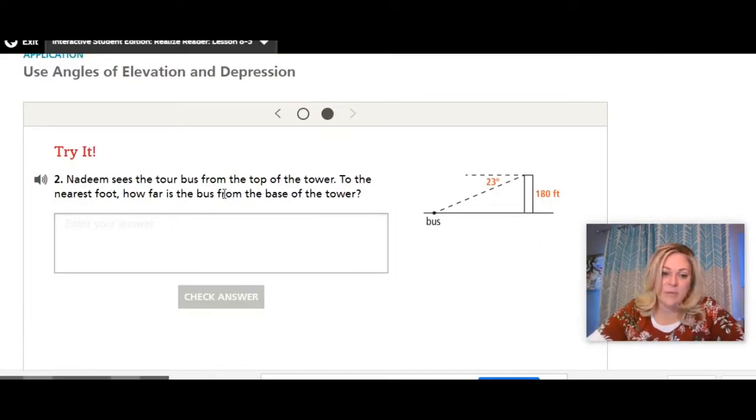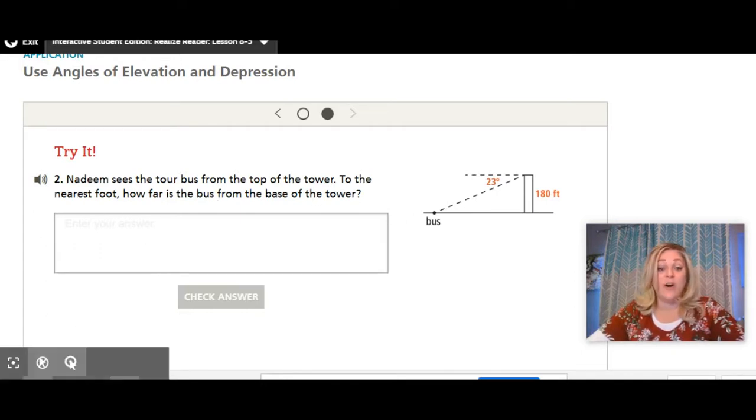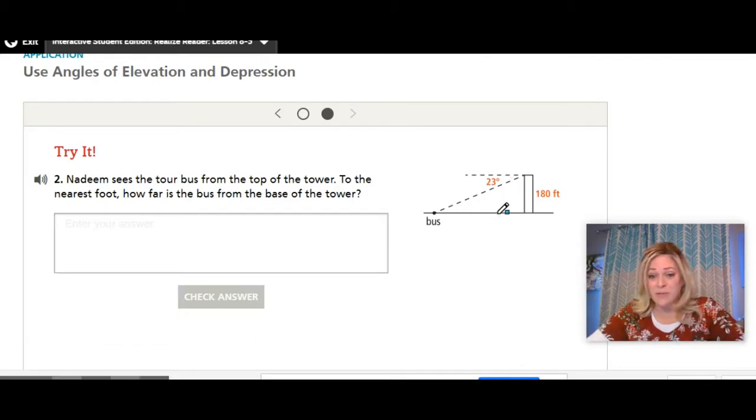Nadim sees the tour bus from the top of the tower. So up here, Nadim looking downward, angle of depression, to the nearest foot. How far is the bus? How far is the bus to the tower? So when you ride a bus, you're not going to float up here in the air. This is the length we need. That's the distance that the bus is from the tower.